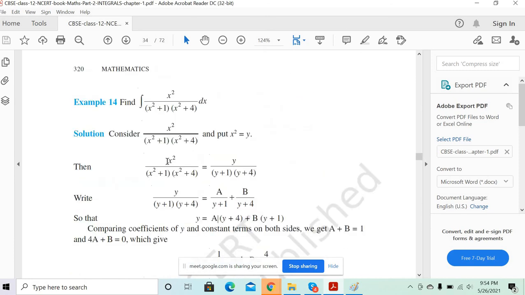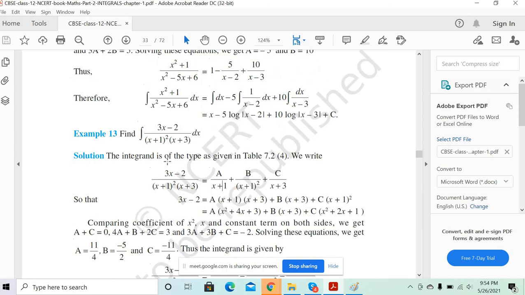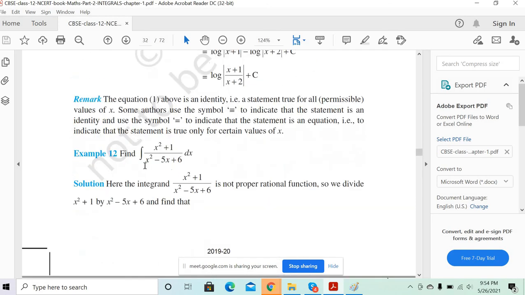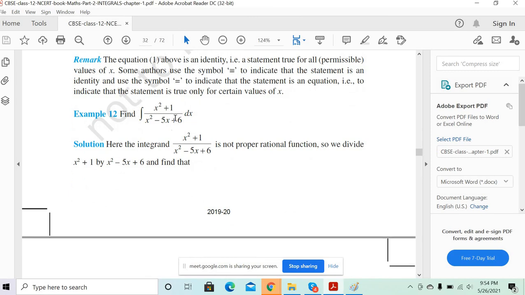Okay, sir. Done. Good. Any questions? Any doubt, Vijay? No, sir. Clear. Okay, excellent. Now look at example 12, Joy. Let's analyze example 12 properly. You have x square plus 1 over x square minus 5x plus 6. So look at the degree. The degree of x in the denominator is 2, and the degree of x in the numerator is also 2.